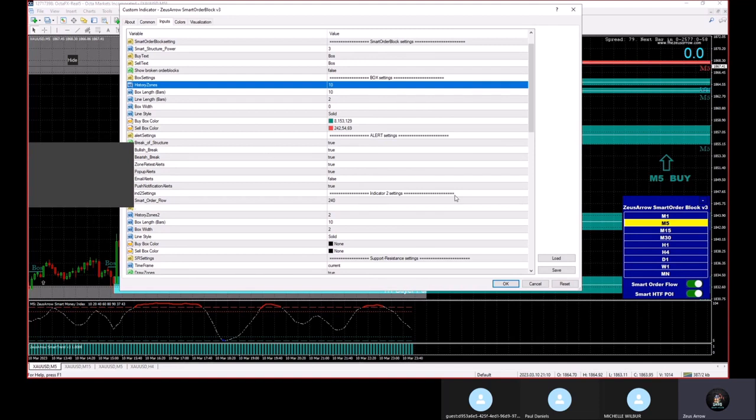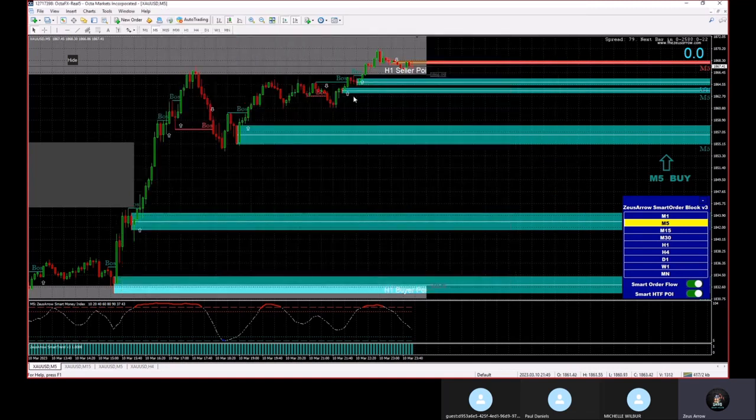Another thing that has been changed is the phone notification. Previously, we did not have a phone notification for the higher time frame POI. Right now we do. That means whenever the price enters the H1 or any high time frame POI, you will get a phone notification. So you really do not have to wait all the time to see when the price enters, because these are the areas where we take most of our trades.